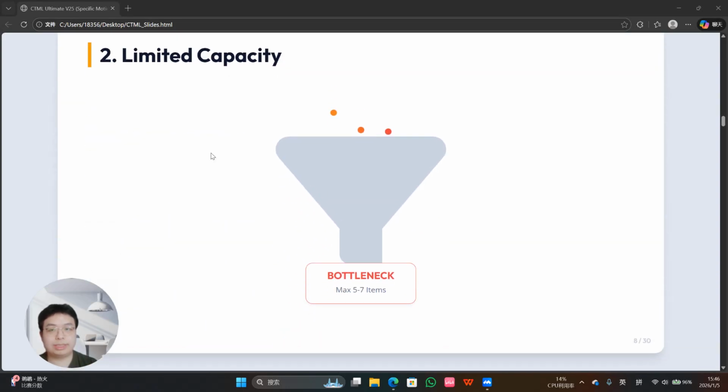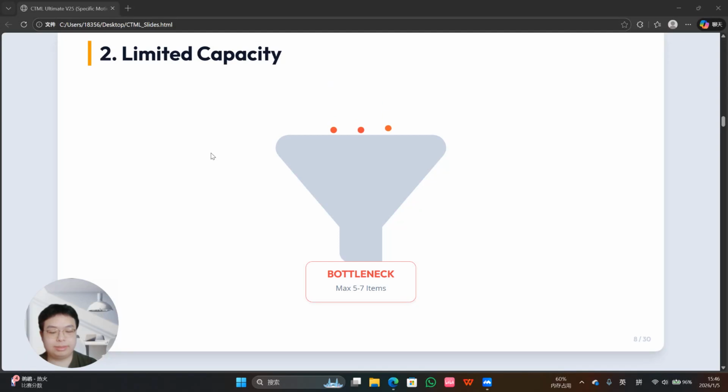The second one is the limited capacity, and also the most critical one. Look at the funnel in the center. When we pour in too much information, the red particles get stuck at the bottleneck. Our working memory is very limited. It can only process 5 to 7 chunks of information at a time. Once overloaded, learning stops.